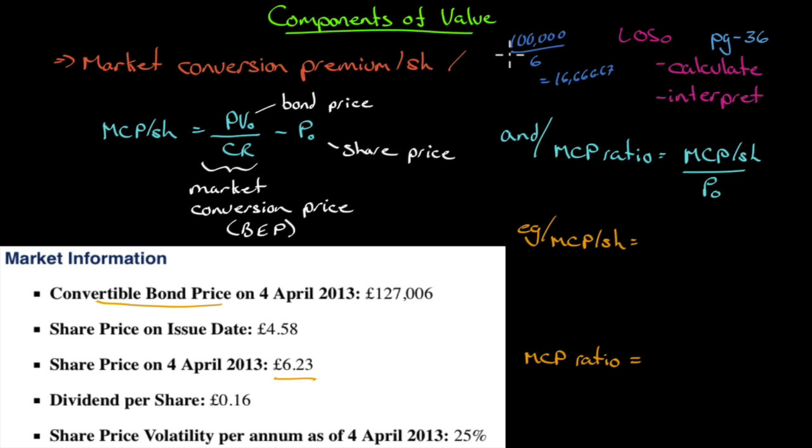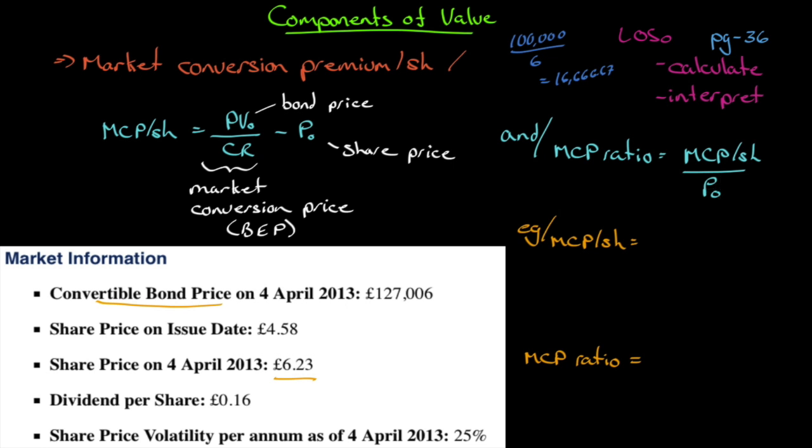So let's calculate that. It's the present value of the bond, whatever that bond price happens to be, divided by the conversion ratio, which we already know and which is a constant. That doesn't change, but the numerator changes, so the premium can change. And the premium is this value minus the share price, because we're looking for a premium. So these two market prices can change, and the market conversion premium per share can change minute by minute as the bond price and the share price trade in the market. Then we'll calculate a ratio, the market conversion premium ratio, which is the premium per share over the share price, to see what percentage of the share price the premium is.